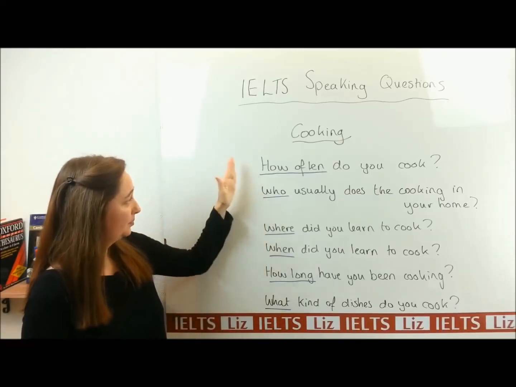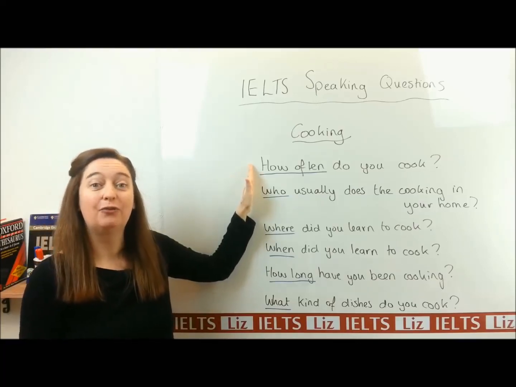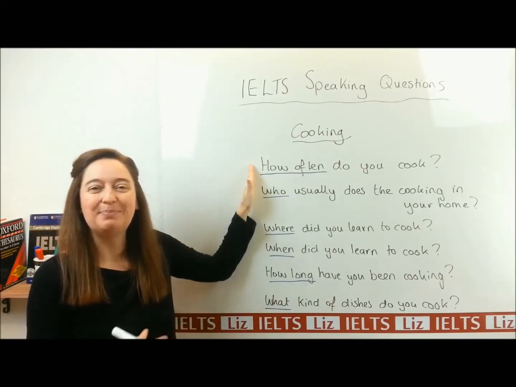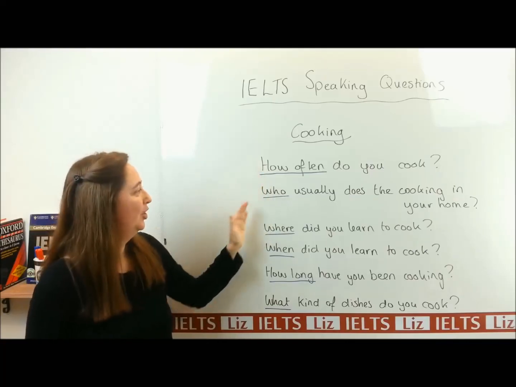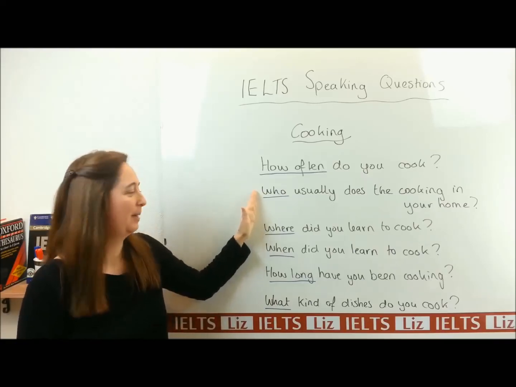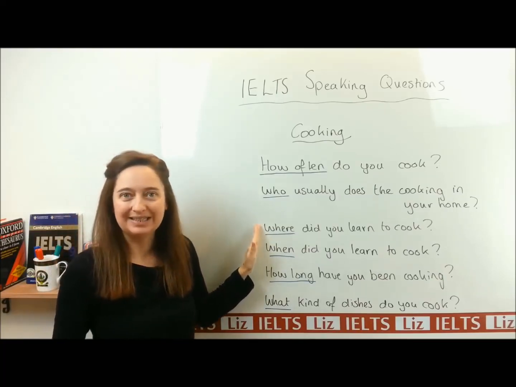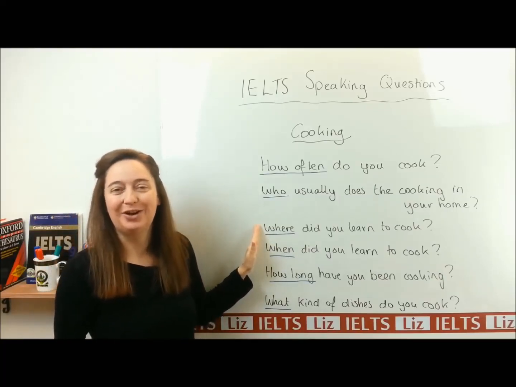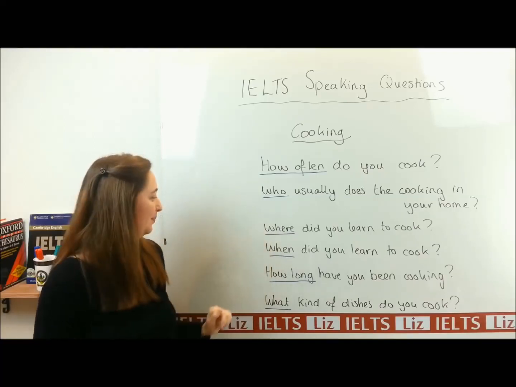For example, how often do you cook? This is looking at frequency, so the number of times you cook in a week or in a month. Who usually does the cooking? This is a person, so either you or someone else in your family. Where did you learn to cook? This is a place. Did you learn to cook in your own home, or was it in a school or on a course?